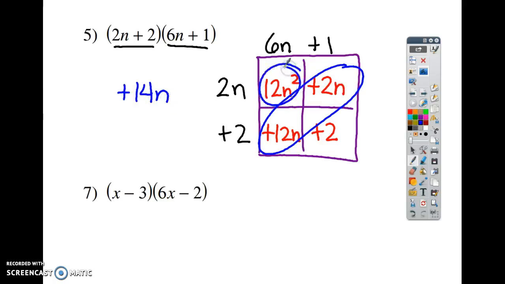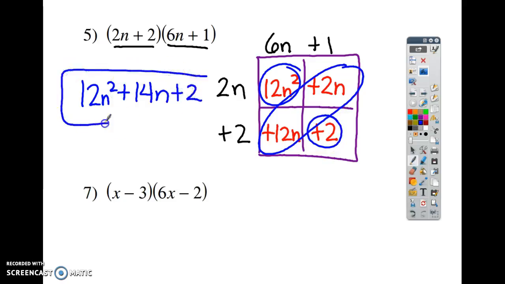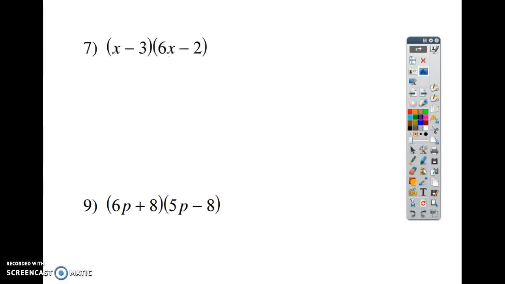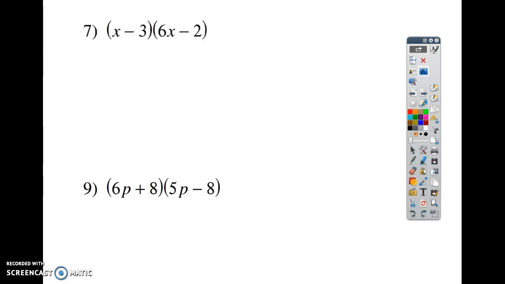The top one comes in the front, 12n squared. And the one on the bottom right goes at the end, plus 2. And everybody should be getting the same answer no matter what method you use. Okay, so let's try to do problem number 7 now. And again, it doesn't matter what method you use.